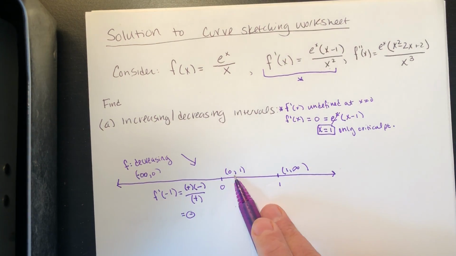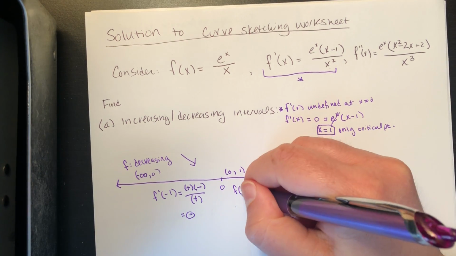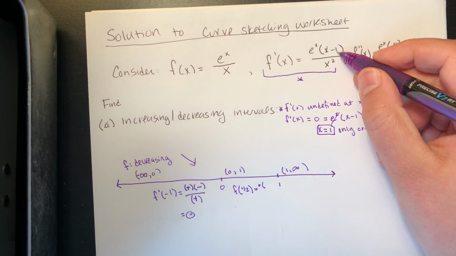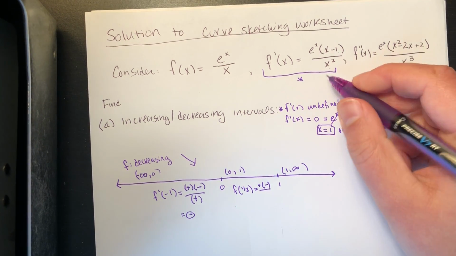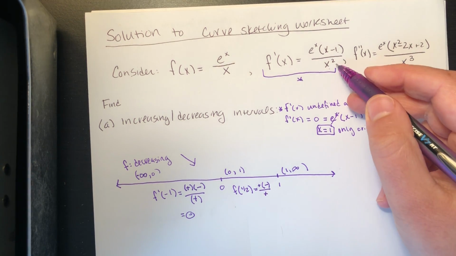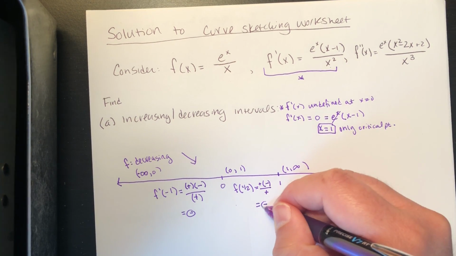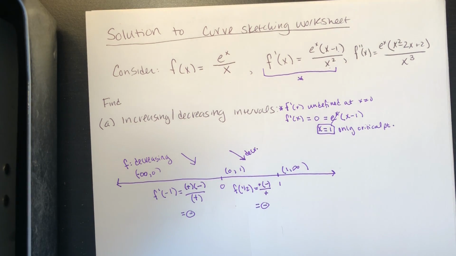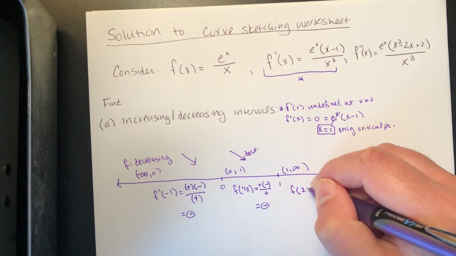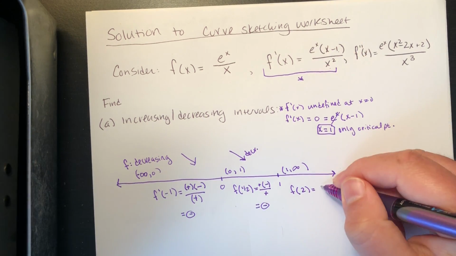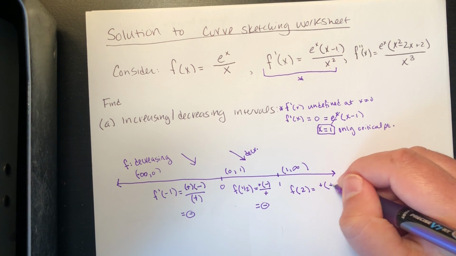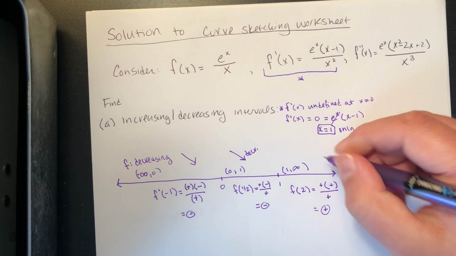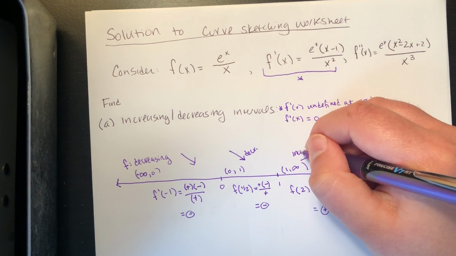Now we plug in something between 0 and 1. Let's plug in 1/2. We'll get e to the 1/2, which is positive, 1/2 minus 1, which is negative, and 1/2 squared, of course, is positive in the bottom. And so this is going to be negative as well. So we're still going to be decreasing on this second interval. And when we plug in something greater than 1, like 2, we'll get e squared is positive, 2 minus 1 is positive, and anything squared is positive. So in this last interval, we do get something positive, so f is going to be increasing on that last interval.